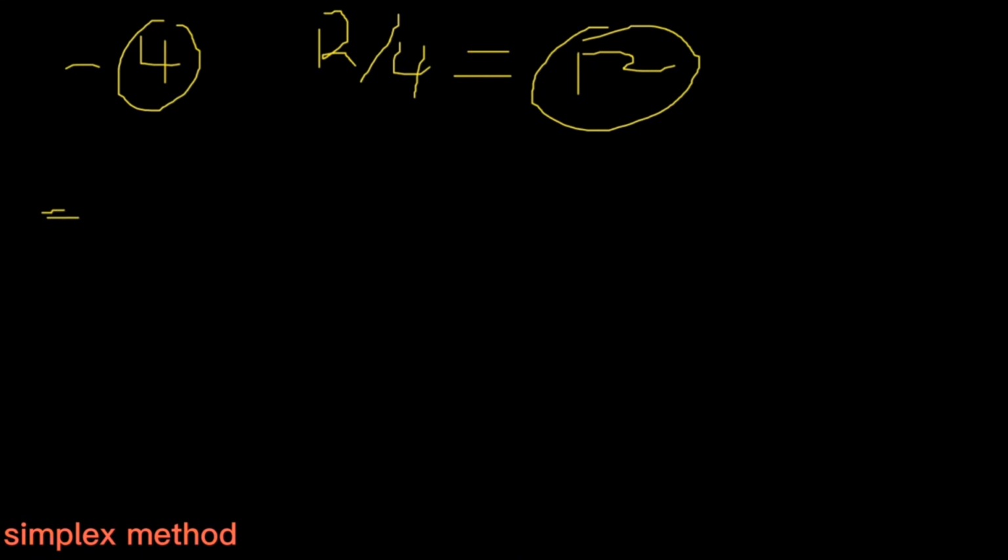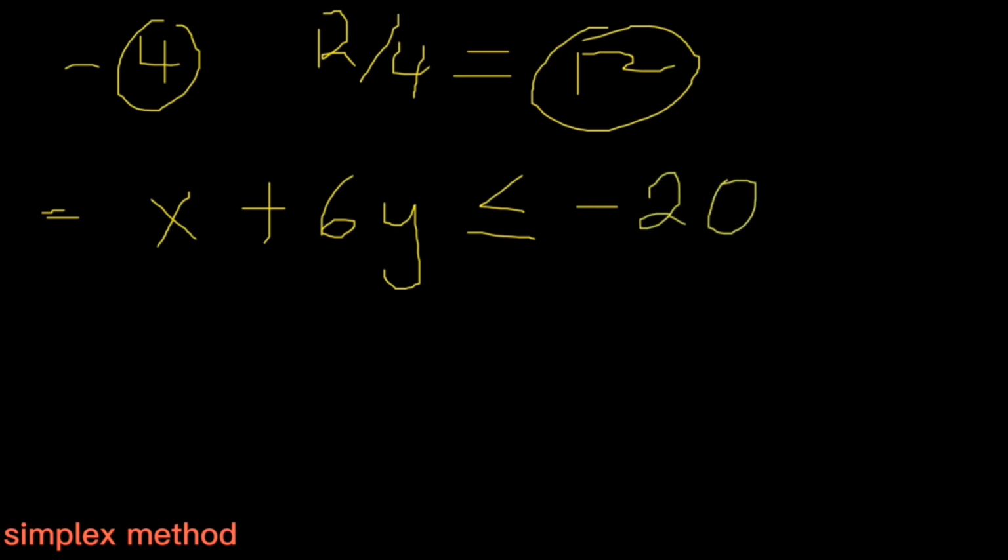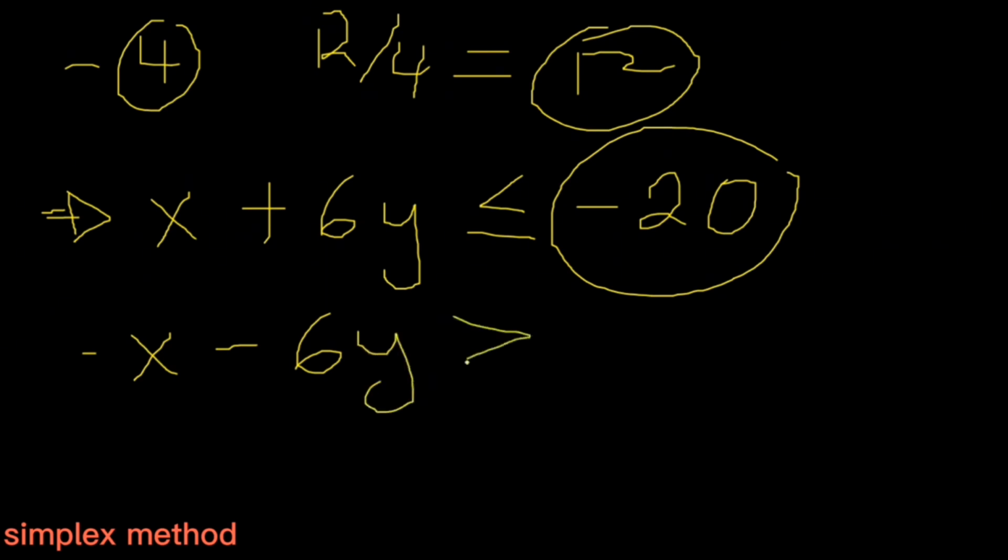What to add again? Okay, this is an important part. If you have an equation that is x plus 6y less than or equals to negative 20, we can't solve this equation because there's a negative at the solution. You have to bring this part to the other side. That is what? Multiplied by negative every side, that is negative x minus 6y greater than or equals to 20. Since it is greater than or equals to 20, we aren't going to add a slack variable. We are going to subtract a slack variable here.